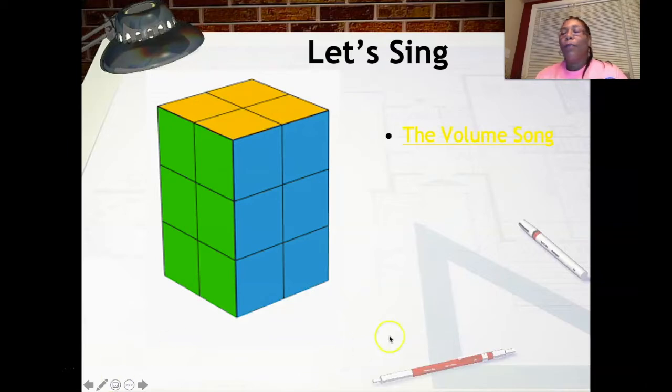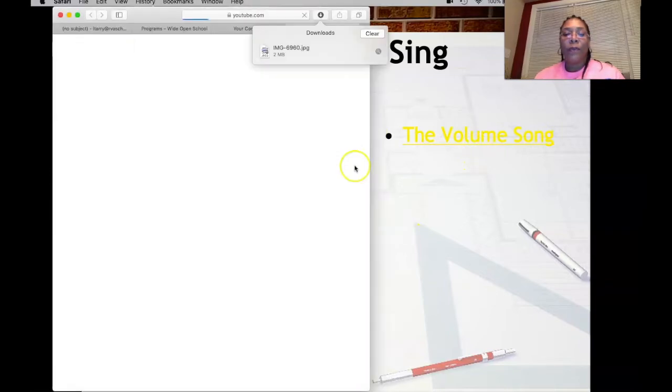We're going to take a quick breather, and we're going to listen to this quick song. And I want you to pay attention to the actual figure. So if you see in this figure, you have this blue, this green, and this yellow on the top, which of course is a prism, but it's showing it to you in actually what the cubic units look like. So we're going to look at this, listen to this song.